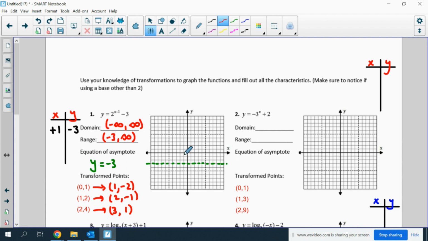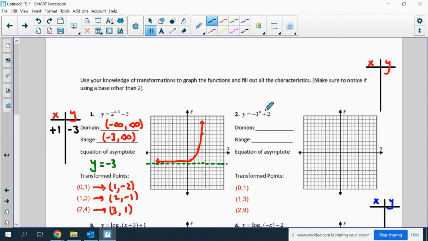So I should graph 1, -2, 2, -1, and 3, 1. If I wanted to graph another point, I could. So 3, 8 would also get moved right 1 and down 3. So that would be 4, 5. And then I graph it going toward the horizontal asymptote, then go up. So there's a graph of that.